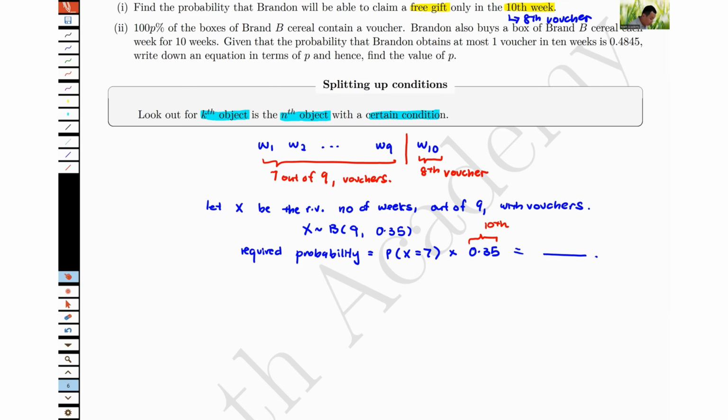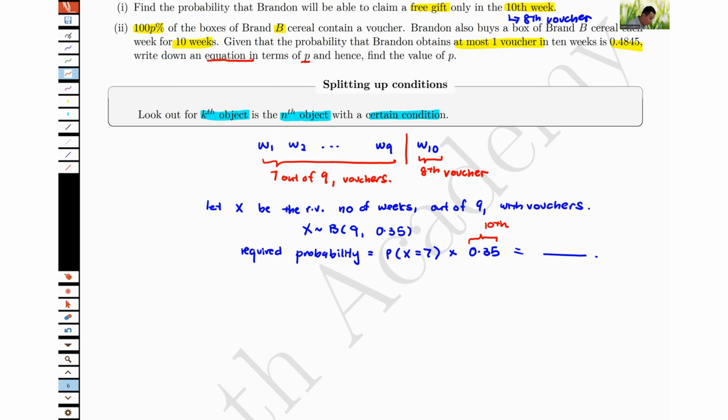Part 2, a different box now. This time, 100% of box B will contain a voucher. Brandon will buy box B each week for a total of 10 weeks. Given that the probability that he will get at most 1 voucher in those 10 weeks is this number, we are forced to form an equation in terms of P.